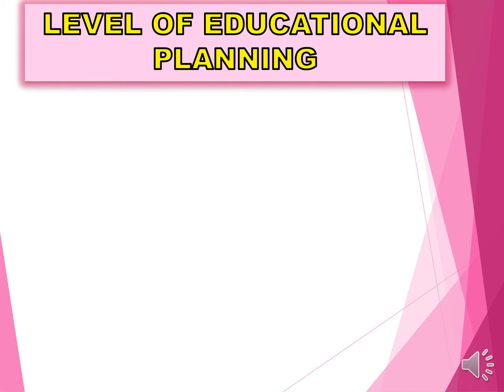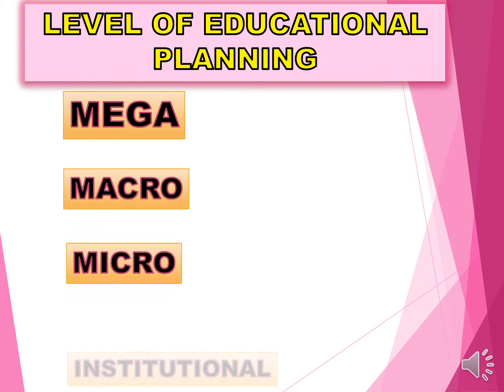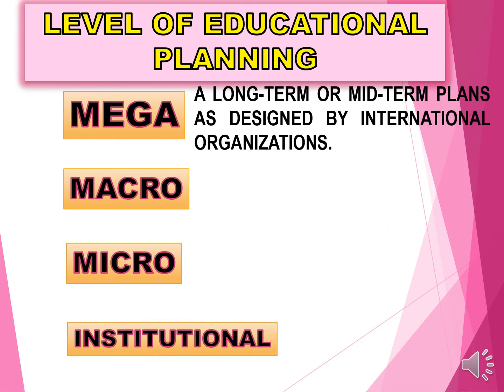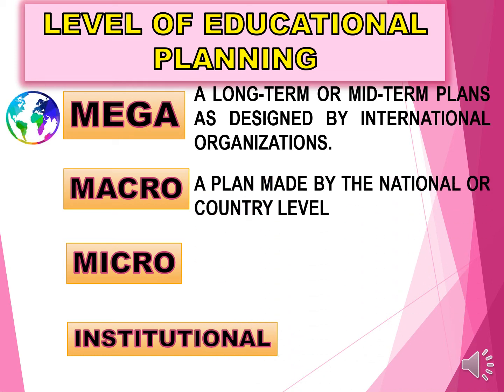My next topic is about the levels of educational planning. So there are four levels of educational planning: the mega, macro, micro, and the institutional. Mega is a long-term or mid-term plan designed by the international organizations. The macro is a plan made at the national or country level.